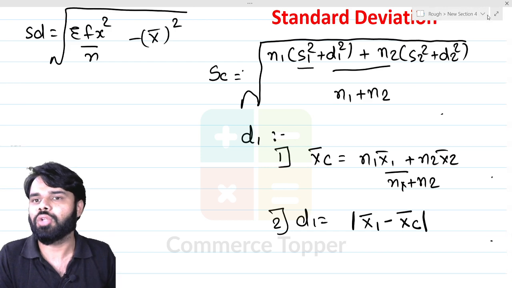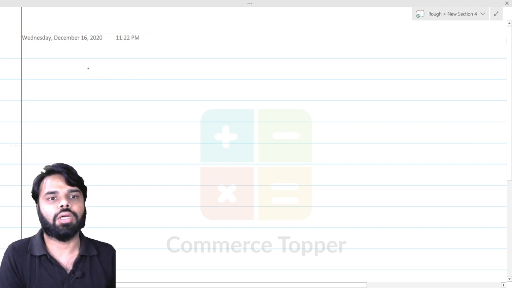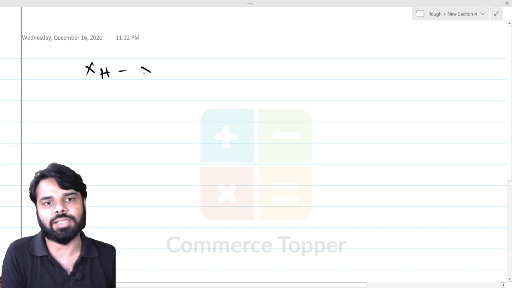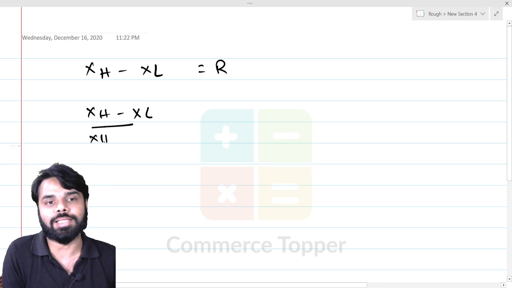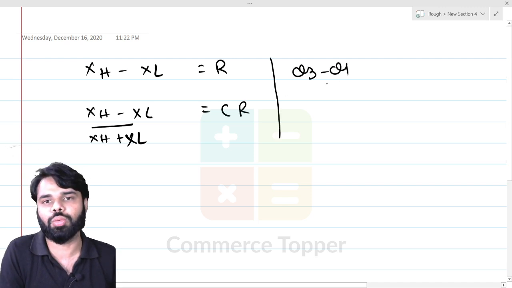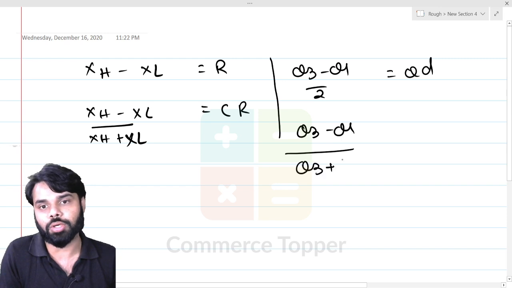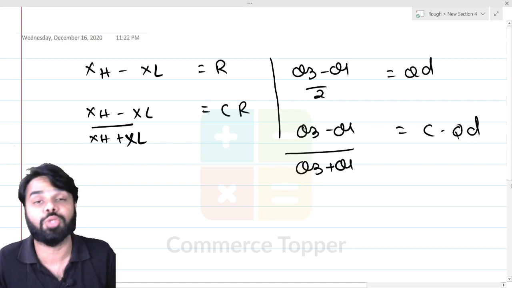Let me repeat the formulas again, very fast, in a rough manner, in just a couple of minutes. xh minus xl gives you the range. xh minus xl divided by xh plus xl gives you the coefficient of range. q3 minus q1 divided by 2 gives you the quartile deviation, and q3 minus q1 divided by q3 plus q1 gives you the coefficient of quartile deviation.